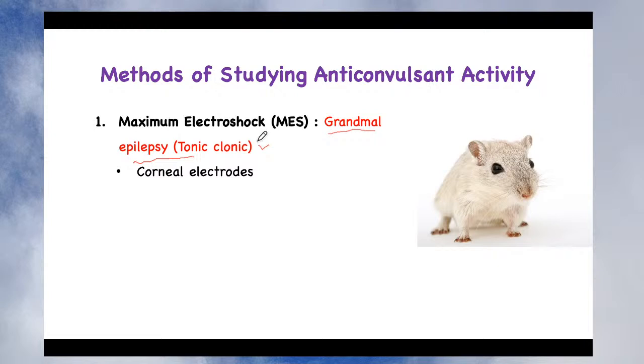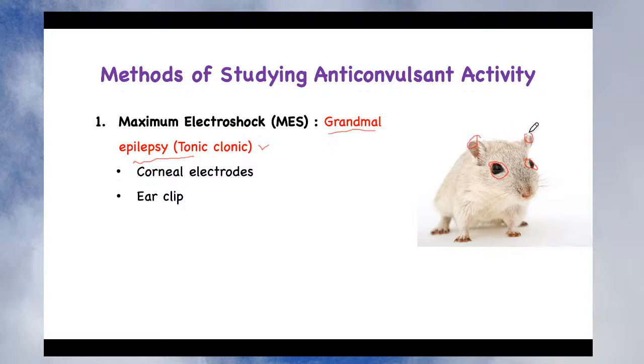We can use two types of electrode. One is the corneal electrode. Corneal electrodes can be applied at the cornea, so you can apply those electrodes at the cornea of the mice. When you apply this electrode and give electrical current, that animal will suffer from convulsion. The second one is by using the ear clip. We'll see the ear clip because in our college we have the ear clip. I will show you that in an image.